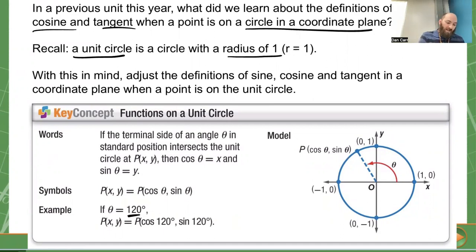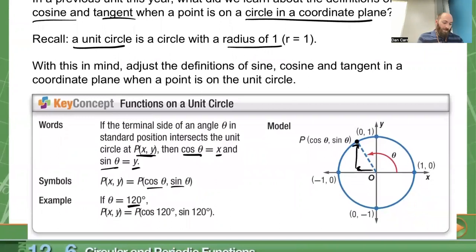If the terminal side of an angle in standard position intersects the unit circle at point P, which is at (x, y), then the cosine of theta is x and the sine of theta is y. So whatever this point is on the graph, it's left so much and up so much. Those 2 values are going to be cosine and sine.